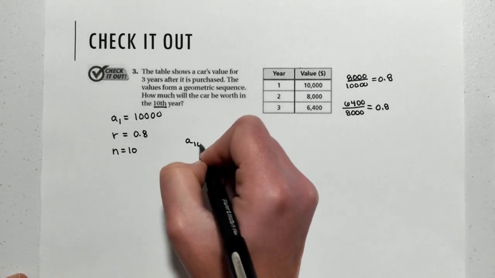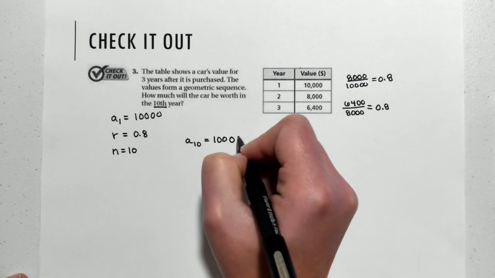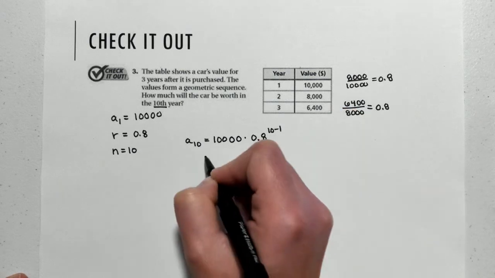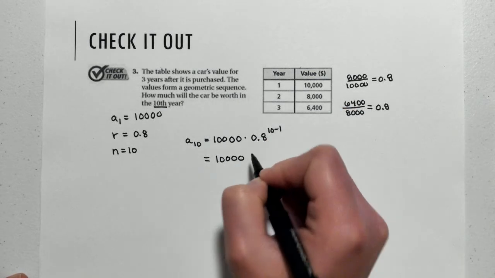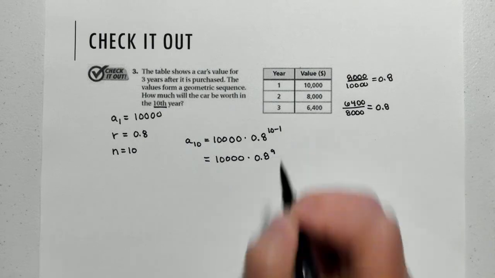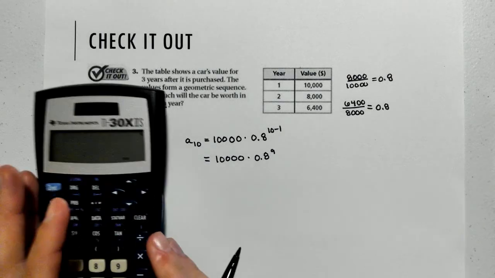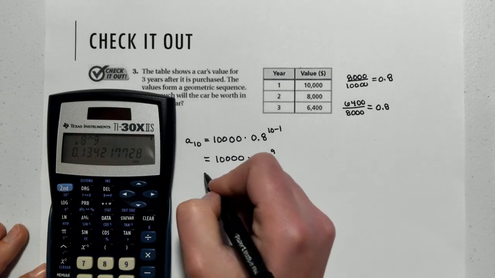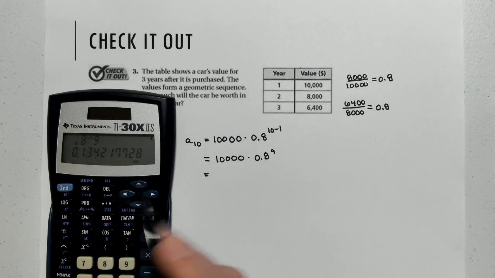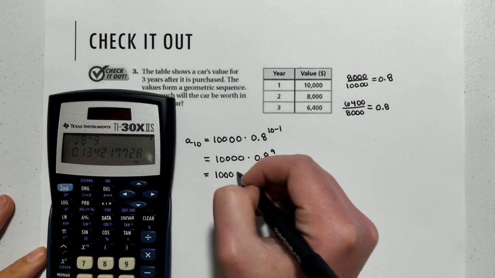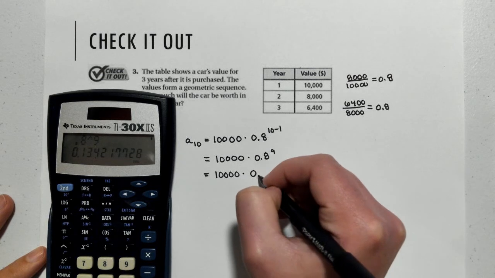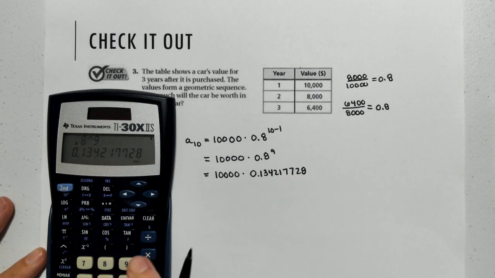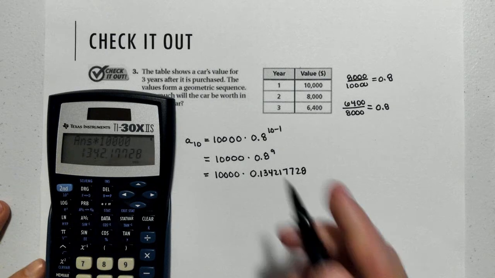So now to find a sub 10, we're going to do 10,000 times 0.8 to the 10 minus 1 power. So we're going to have 10,000 times 0.8 to the 9th power. So 0.8 to the 9th power. We're going to get a not so nice number, but I'm going to go ahead and write that down so you have that for your notes. So 0.134217728. We're going to take that and multiply that by 10,000.